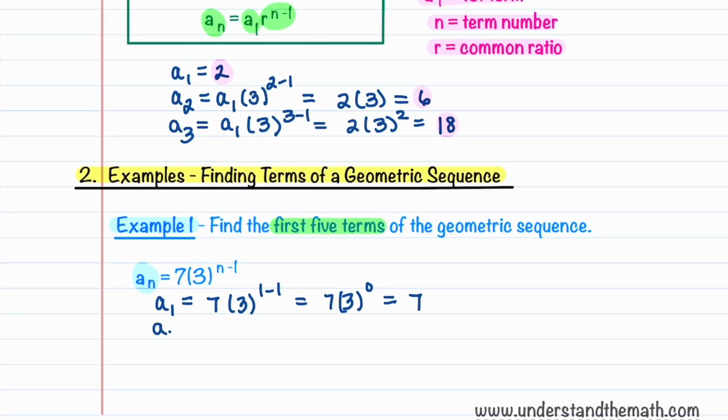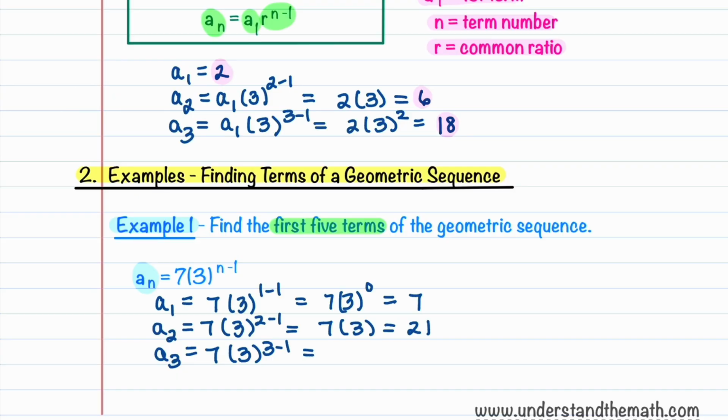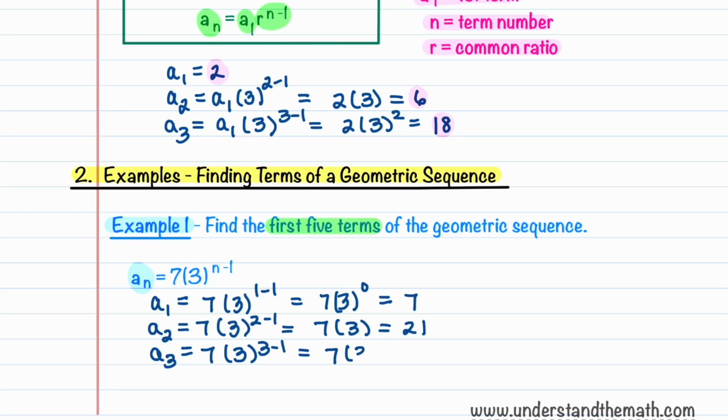Now let's find a2. a2 is going to be 7 times 3 to the 2 minus 1, so this is just 7 times 3, which is 21. And then a3 is 7 times 3 to the 3 minus 1. You can already see a pattern here. So this is 7 times 3 squared, which is 7 times 9, which is 63.